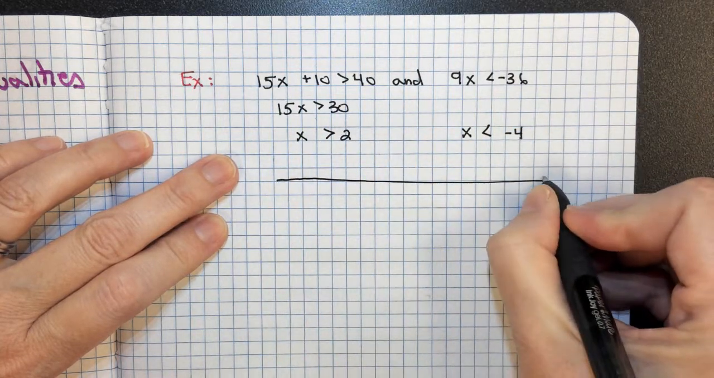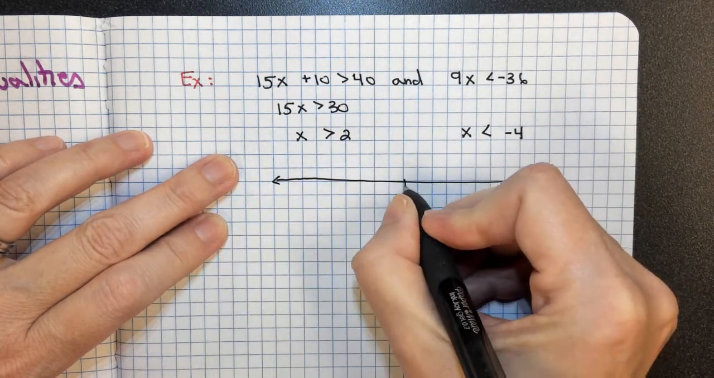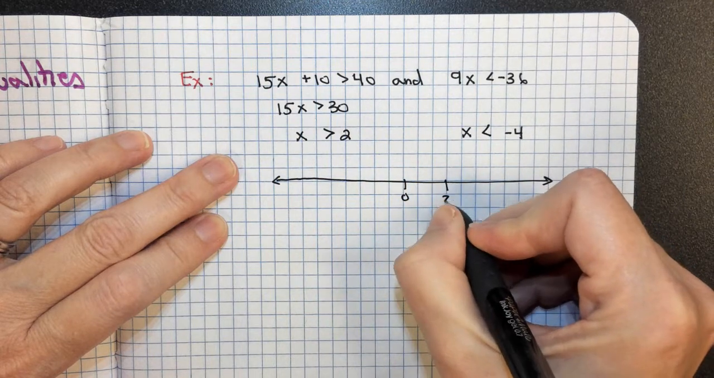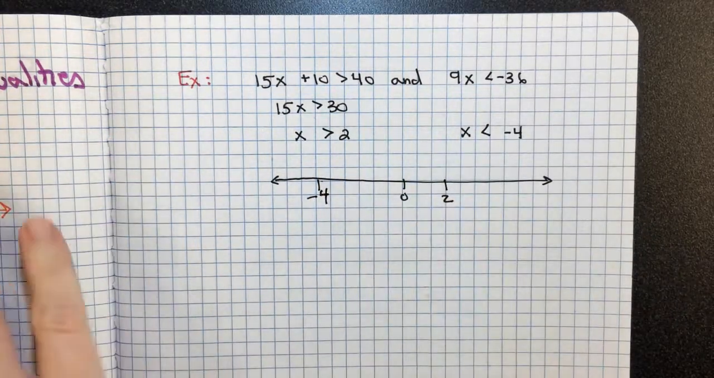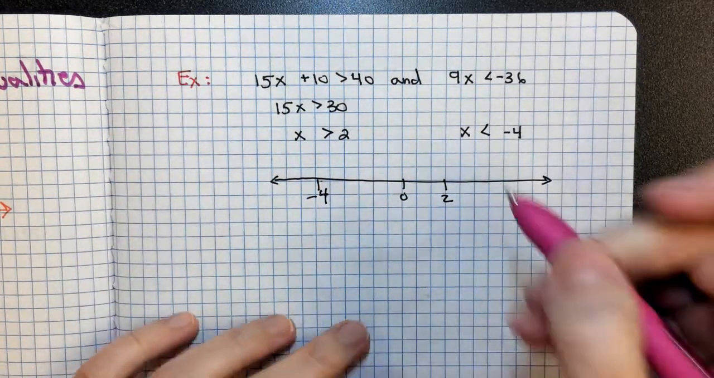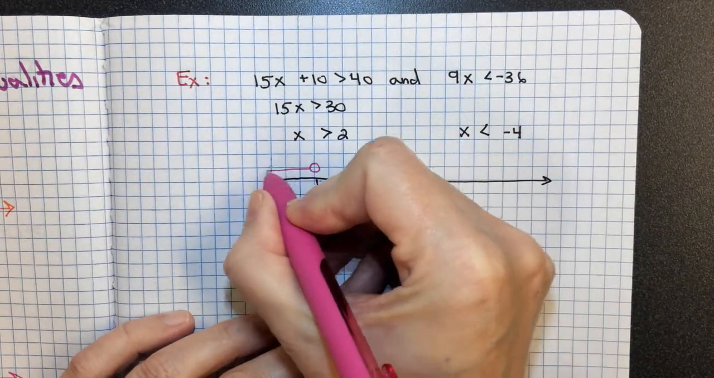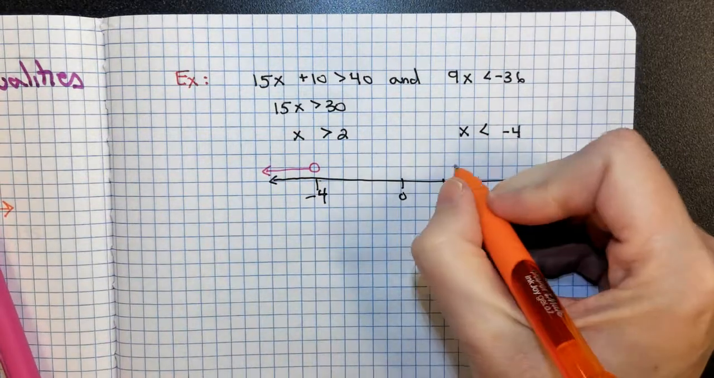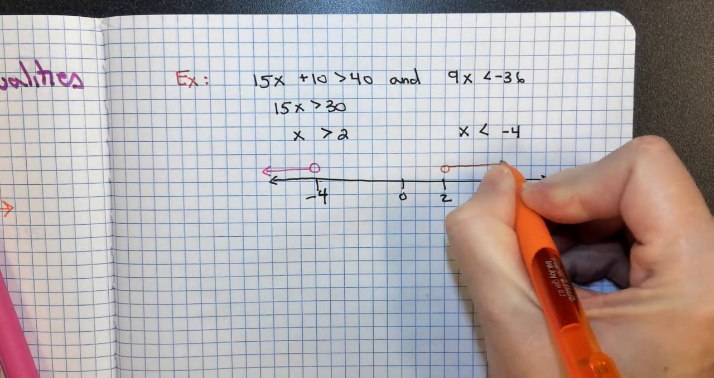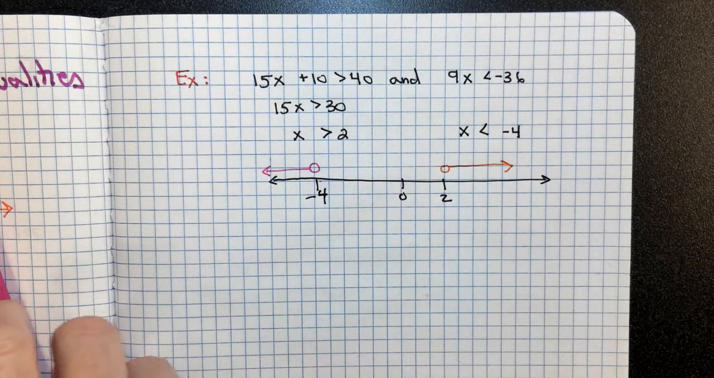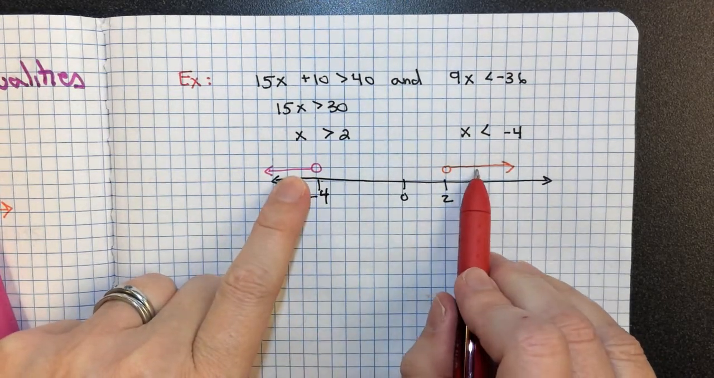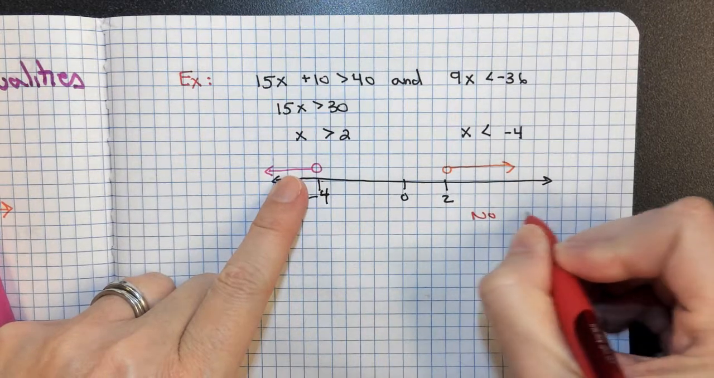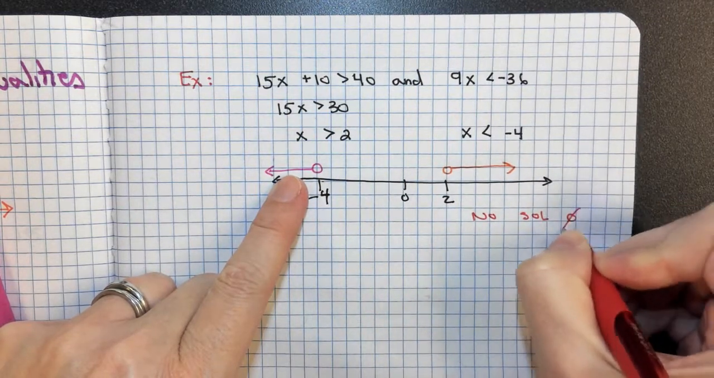So when I'm going to graph this, I have my 0, 2, and I have my negative 4. And when I'm graphing, I'm going to go less than negative 4, and I'm going to go greater than 2. And if you notice now what's happened, because these are ands, there's no situation where they'll both be met. This is going to be called a no solution situation.